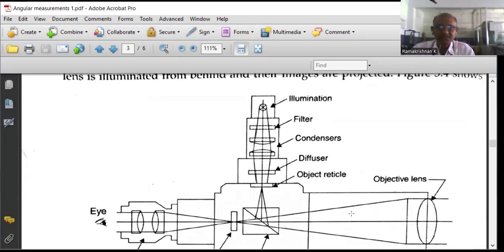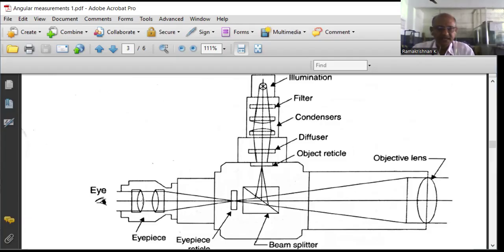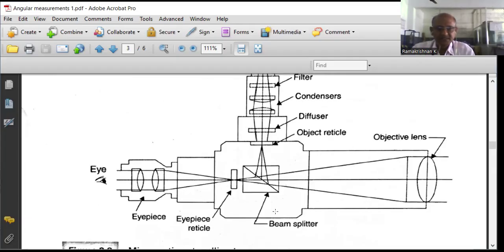This is the construction of the autocollimator. It has a point source of light, filter, condenser, diffuser, object reticle, then an eyepiece. Here there is a beam splitter and an objective lens.